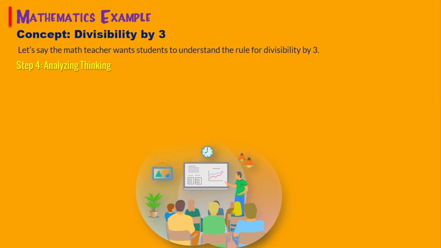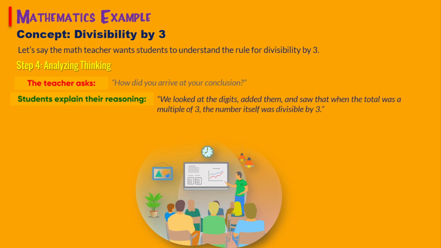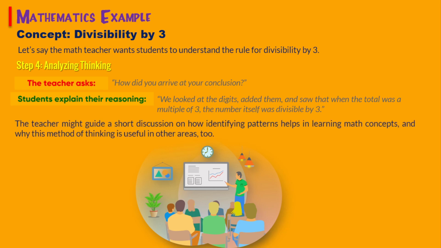Now step 4, that is analyzing thinking. The teacher asks, how did you arrive at your conclusion? The student explained their reasoning. We looked at the digits, added them, and saw that when the total was a multiple of 3, the number itself was divisible by 3. The teacher might guide a short discussion on how identifying patterns helps in learning math concepts and why this method of thinking is useful in other areas too.